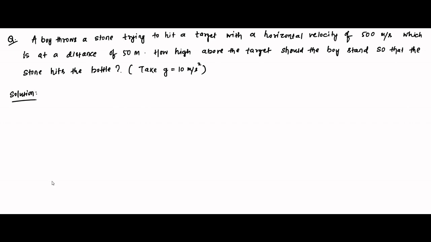So here is another question on projectile motion with horizontal projection. It is given that a boy throws a stone trying to hit a target with a horizontal velocity of 500 meter per second, and the target is at a distance of 50 meter. It means the target is at a horizontal distance of 50 meter away from the boy. How high above the target should the boy stand so that the stone hits the target?